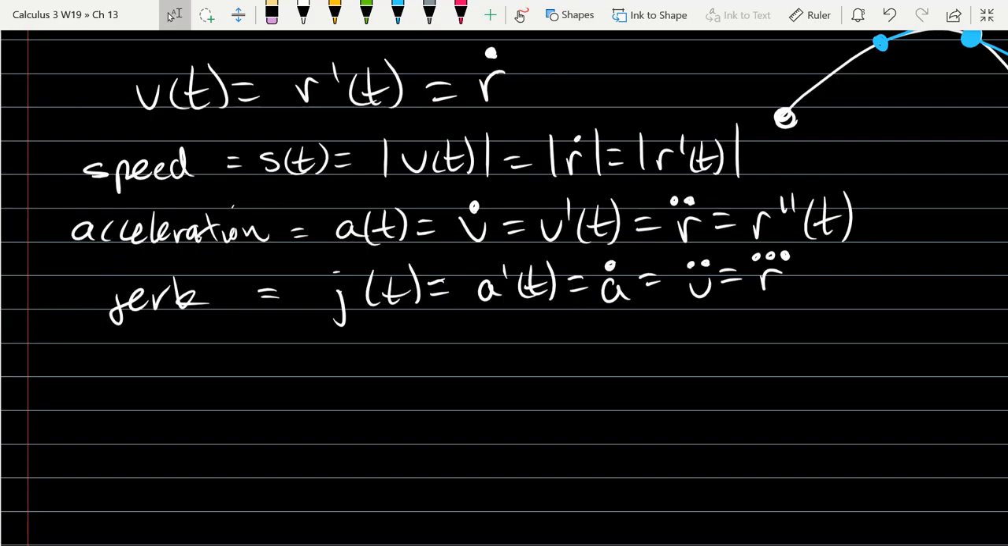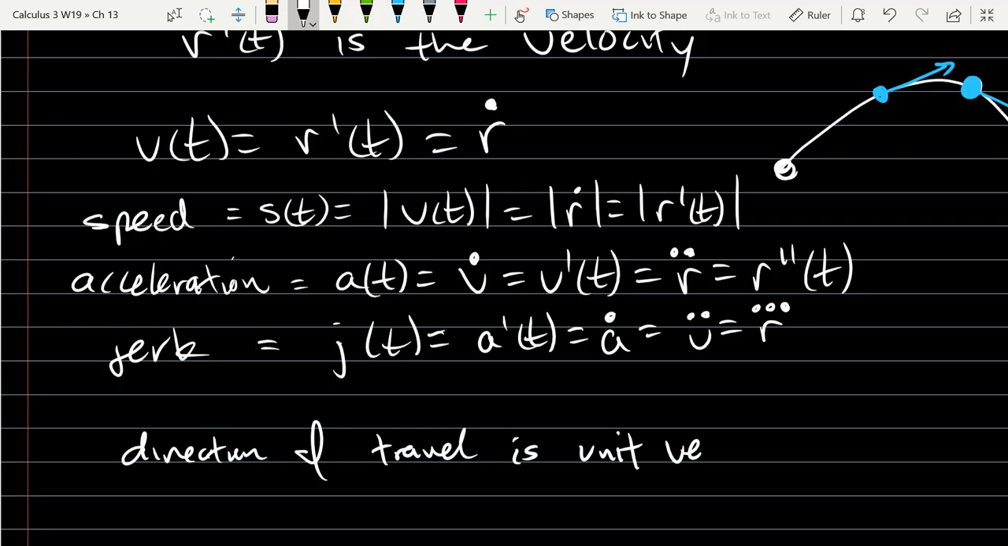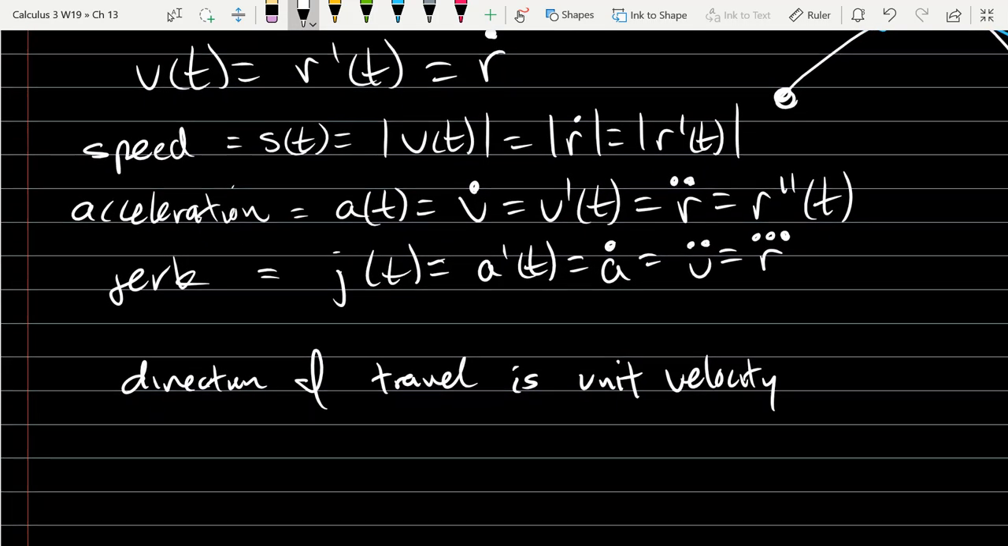There is another thing we will use a lot, which is the unit velocity. How would I get the unit velocity? I want to know the direction we're traveling, but ignoring how fast we're going. So we're going to use velocity and divide by its magnitude. That's how we get the unit velocity, and that's also called direction of travel. I don't think there's a letter for this, so we'll just write it as v over magnitude of v.